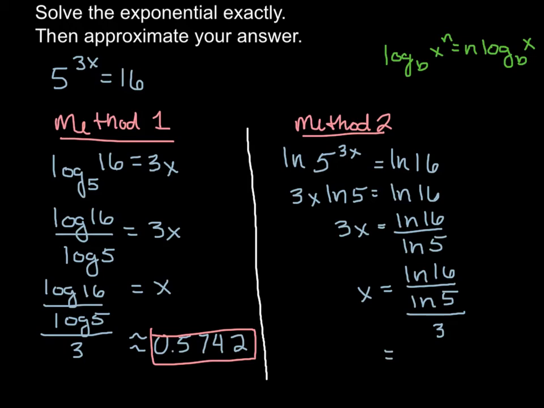Okay. Now, that's our exact answer. So let's get it approximately, because that's what the question is asking for. So I'm going to do natural log of 16, close parentheses, divided by the natural log of 5, close parentheses, divided by the natural log of 3. Whoops, not natural log of 3, just 3. And we're going to get 0.5742.